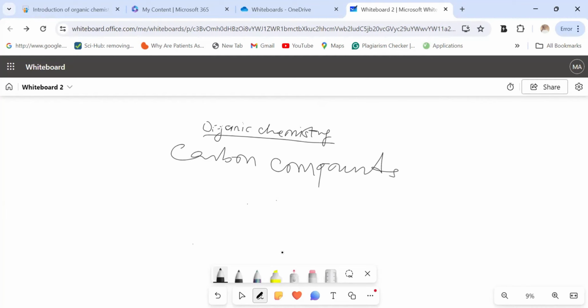Although there are some exceptions, we have some compounds that contain carbon, but they are not organic. So I will give you these exceptions. Whenever you see any compound that contains carbon, if it is not one of those exceptions, then it is considered an organic compound. So I'm now going to start with the exceptions.